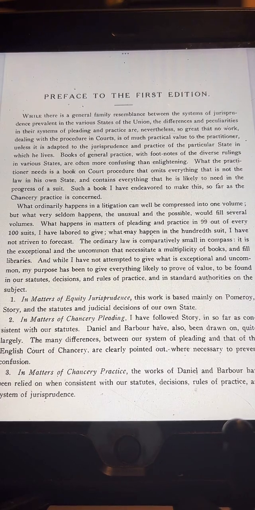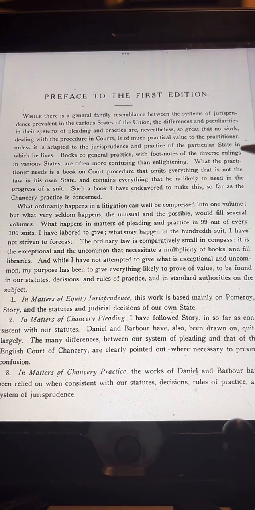Books of general practice with footnotes of the diverse rulings in various states are often more confusing than enlightening. What the practitioner needs is a book of court procedures that omits everything that is not the law in his own state, and contains everything that he is likely to need in the progress of a suit. Such a book I have endeavored to make this, so far as the chancery practice is concerned.